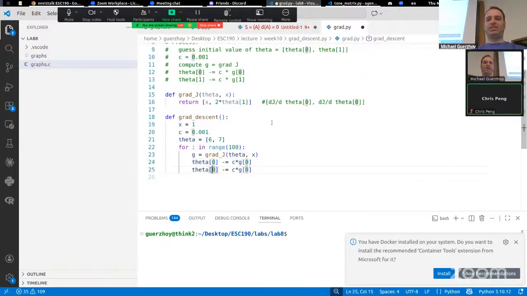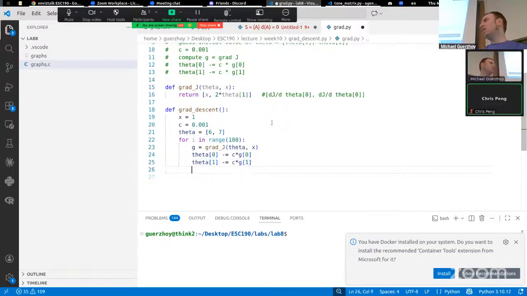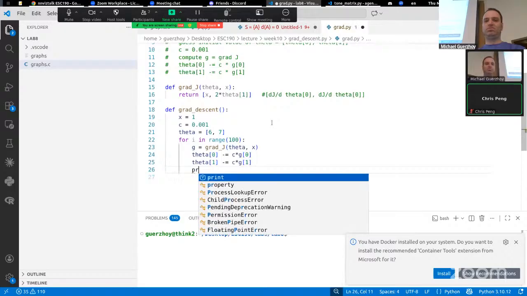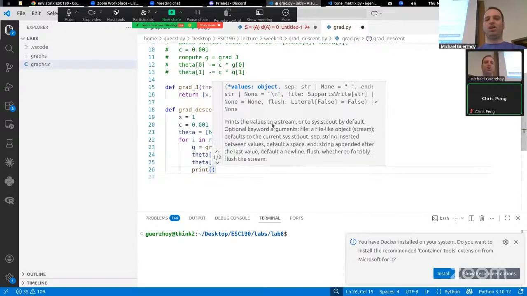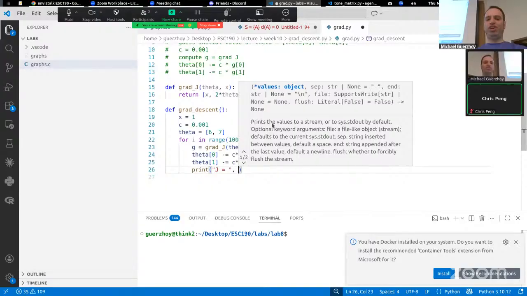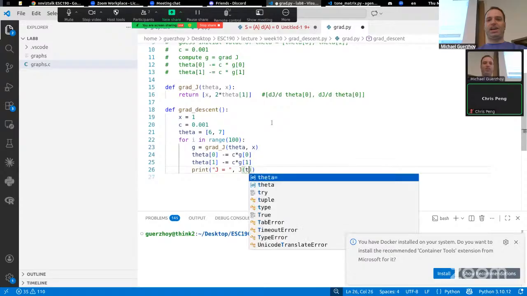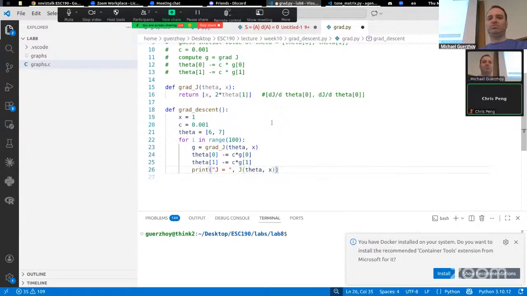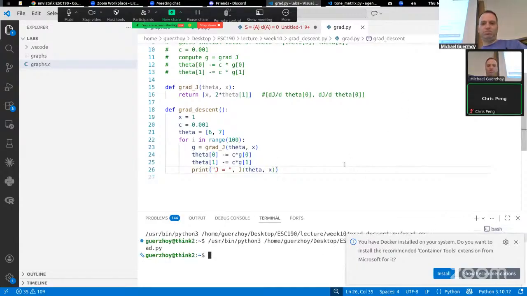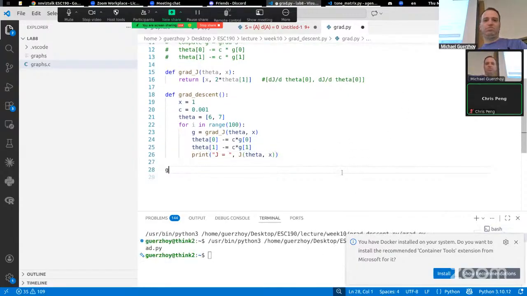And we'll update this theta as well, and we'll see how that's working out for us. So I'll just print the current value of J. J takes theta and X. And the idea is that if that works, then it should become generally smaller. There's no guarantee, but it should be fine.